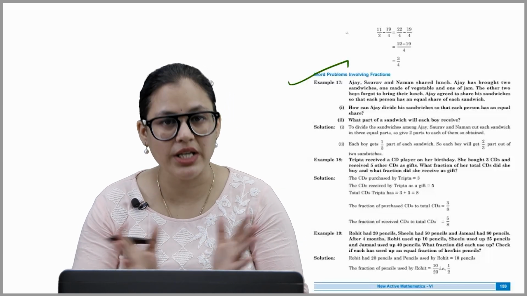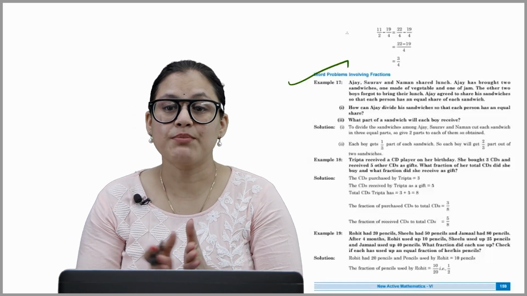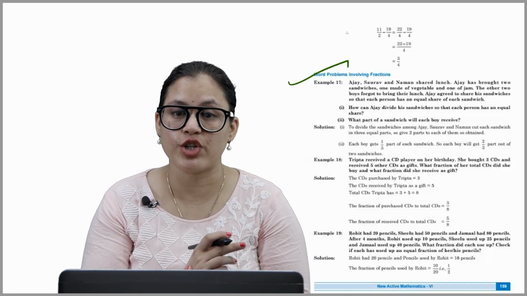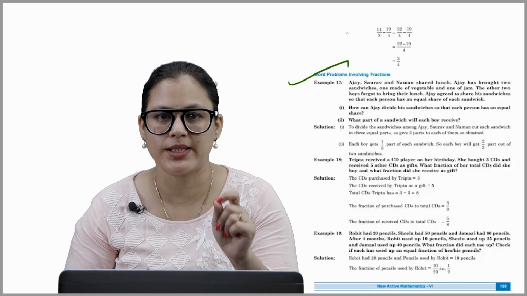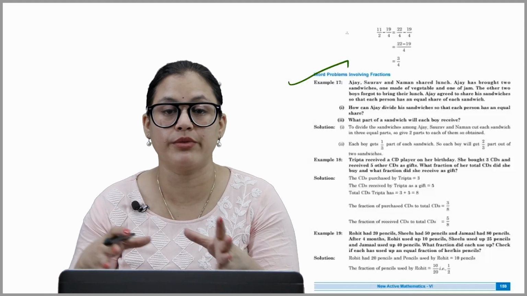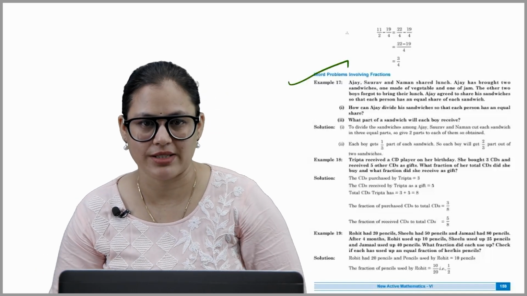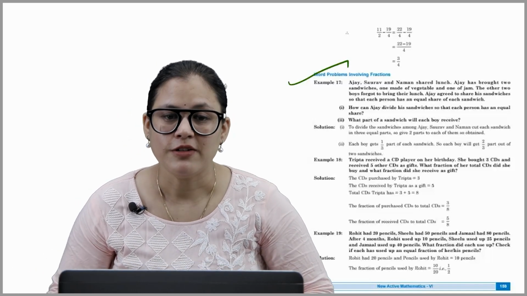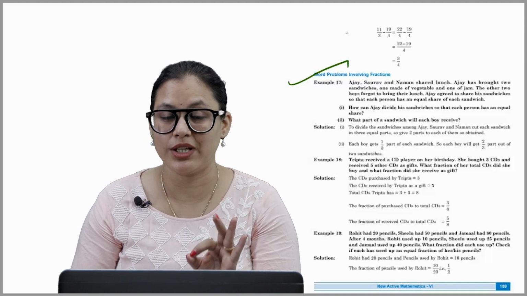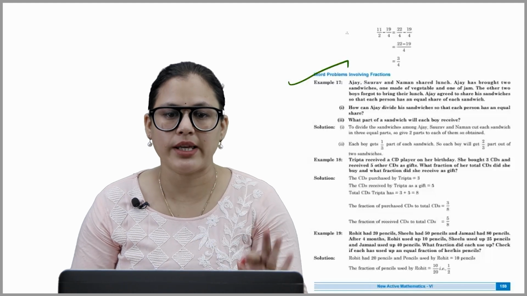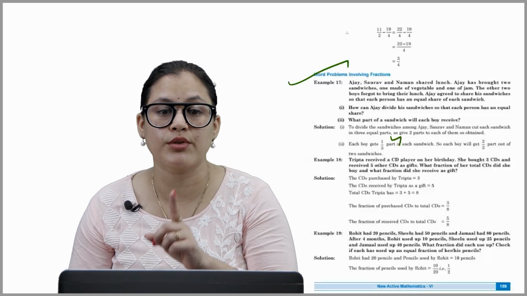So here are 3 boys, and out of them only 1 boy brings sandwiches. He has brought 2 sandwiches, one is made of vegetable and one of jam. And because only one person, that is Ajay, has brought 2 sandwiches, he has to distribute them equally to his 2 friends, right? So how is he going to divide? First is to divide sandwiches among Ajay, Saurav and Naman. Cut each sandwich in 3 equal parts. So give 2 parts of each of them, so obtain. Each boy gets how much? 1 by 3 part of each sandwich. So each boy will get 2 by 3 part of 2 sandwiches. Okay.